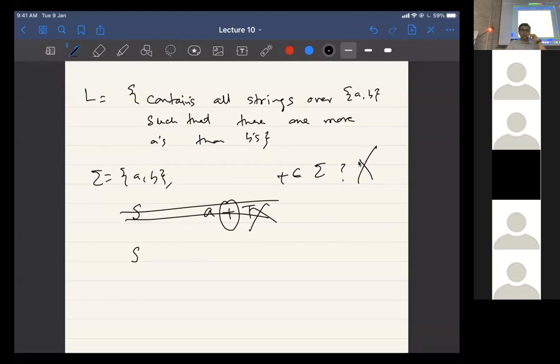Suppose S is the start variable, so our rules start with S. S must be the first rule. It is the start variable, so the first rule must start with S on the left-hand side. So we want to have strings of A's and B's. And I think we all have done a language in which we have an equal number of A's and B's. Do you remember that language? Do you remember the grammar for that language? What was the language? What was the grammar?